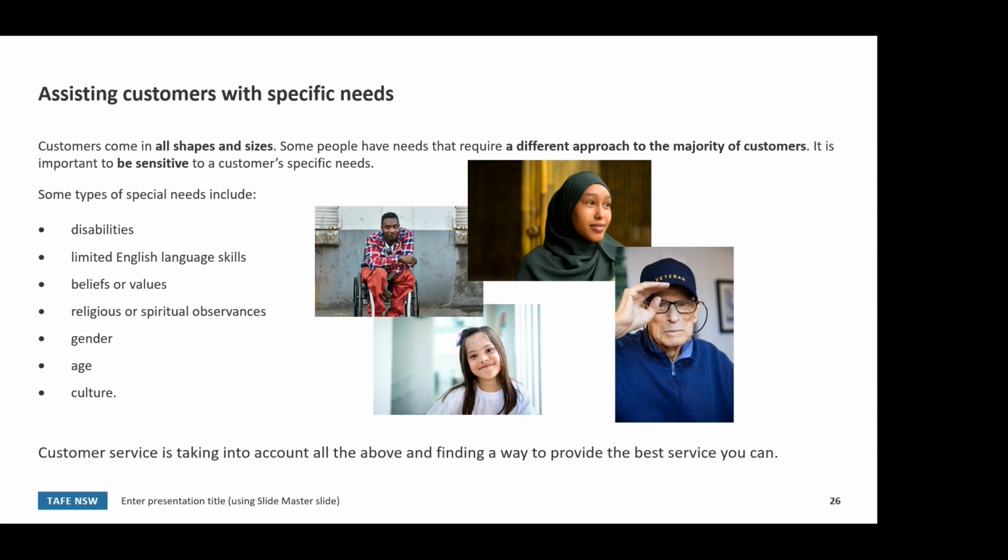Some examples of special needs could be disabilities, limited English language skills, beliefs or values, religious or spiritual observances, gender, age, and culture. So customer service is taking into account all of the above and finding the best possible way for you to provide customer service.